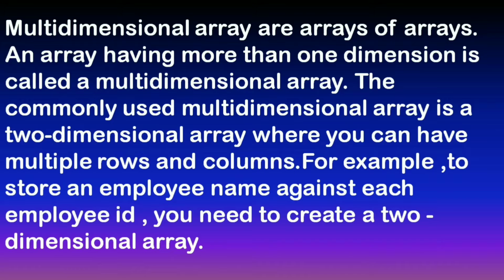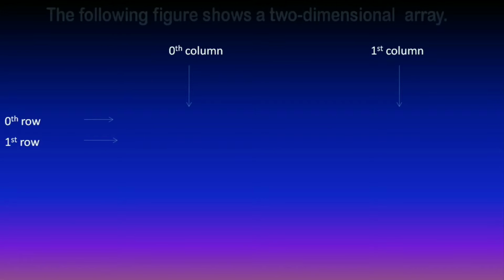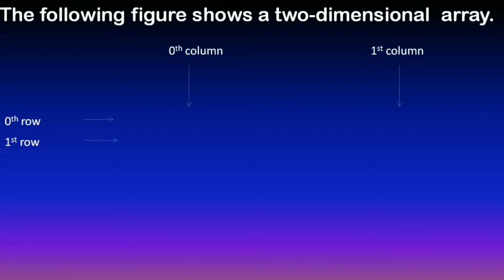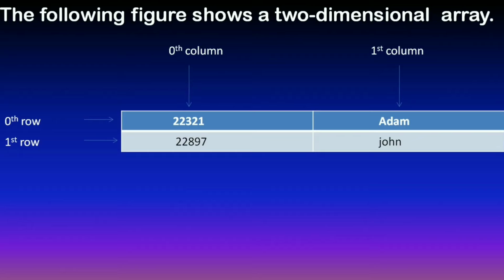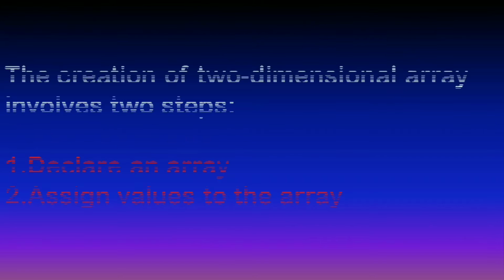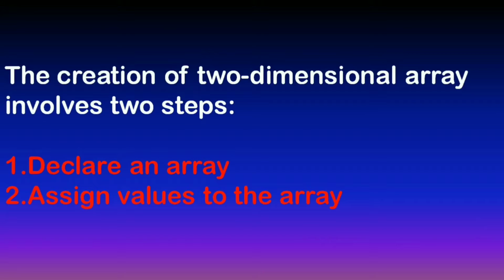For example, to store an employee name against each employee ID, you need to create a two-dimensional array. The following figure shows a two-dimensional array. Zeroth column, first column, zeroth row, first row. The creation of a two-dimensional array involves two steps. First, declare an array, and second, assign values to the array.